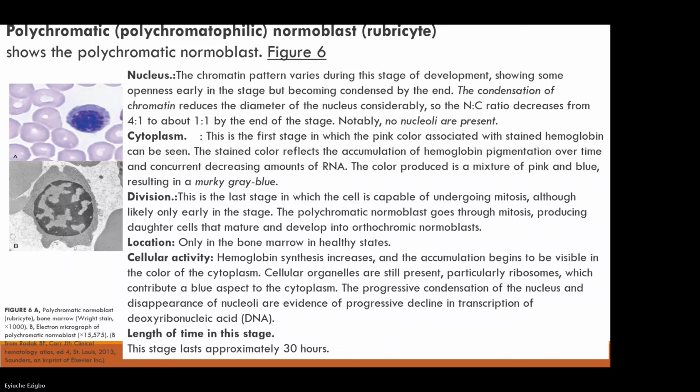So the cellular activity occurring at this stage includes hemoglobin synthesis. It increases and the accumulation begins to be visible in the color of the cytoplasm. Cellular organelles are still present, particularly the ribosomes, which contribute a blue aspect to the cytoplasm. The progressive condensation of the nucleus and disappearance of the nucleoli are evidence of progressive decline in transcription of deoxyribonucleic acid. The length of time is approximately 30 hours at this stage.